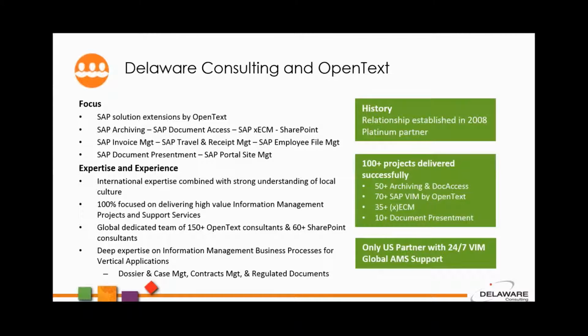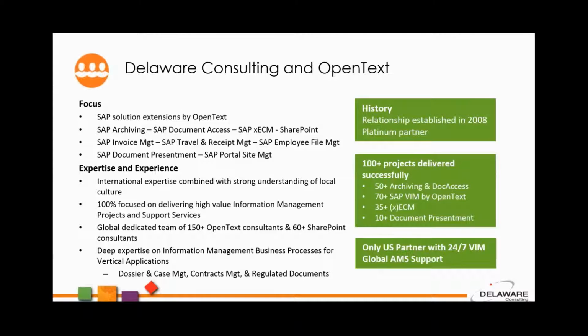Delaware was one of the first companies in Europe to become a platinum partner with OpenText. Since that time, we have become a trusted partner that delivers on time, on budget, and worldwide. We are also one of the only 24/7 Vim global support partners. For those who are interested in expanding to China, we are the only OpenText partner in China.